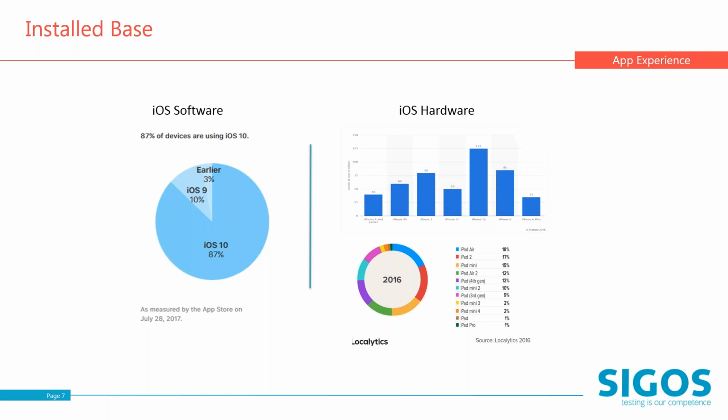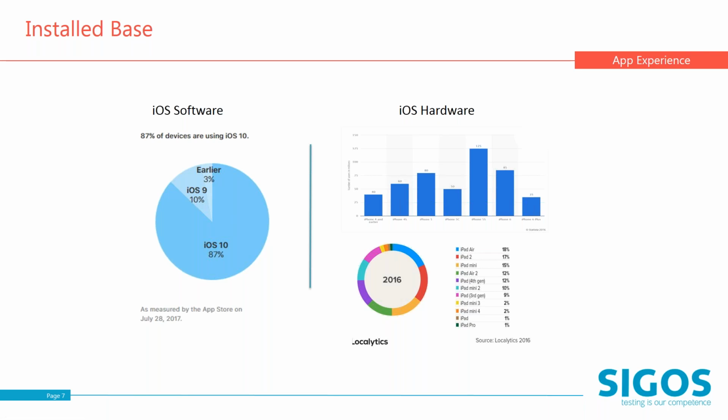If you see on my left, 87% of the iOS users are using iOS 10. So it's a pretty good number. It looks like iOS users upgrade their software more often. But still, we have 3% of the 1 billion people using an old OS, older than 9. So 3% of 1 billion is still a huge number of users, right? So we cannot ignore those users as well.